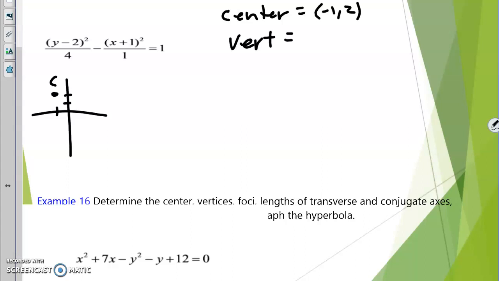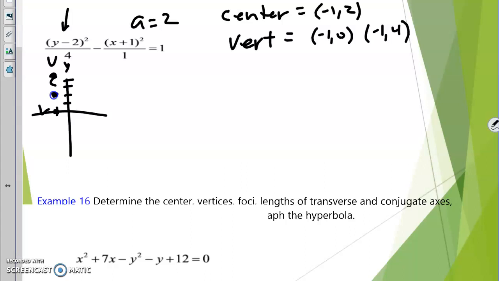Once we left the last video, our center was at -1, 2, which is over here. And our vertices are going to be distance a, so that's 2, square root of 4. And that's because the y is first, it's going to be parallel to the y-axis. So if I go up 2 and down 2 from there, I end up there and up there. And those are vertices. So my vertices end up being at -1, 0 and -1, 4.